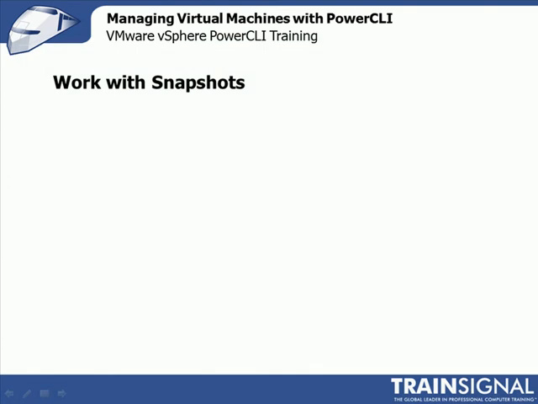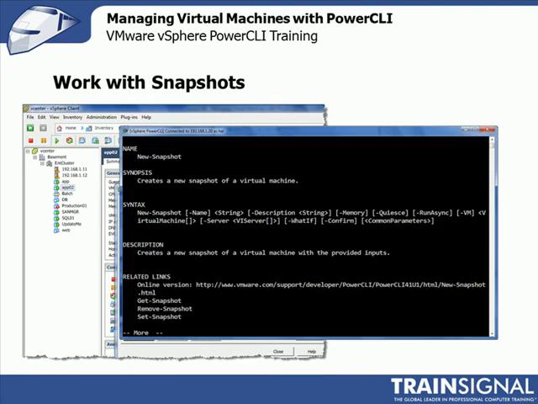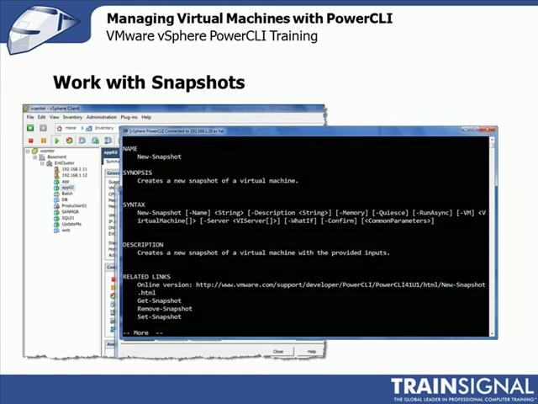Okay, now we're going to work with snapshots. You guys know what snapshots are, right? This is a point-in-time picture of a virtual machine, which you can revert back to later, and you can browse these in the vCenter client. Well, of course, no surprise, you can create them and manage them using PowerCLI, so that's what I'm going to show you how to do.